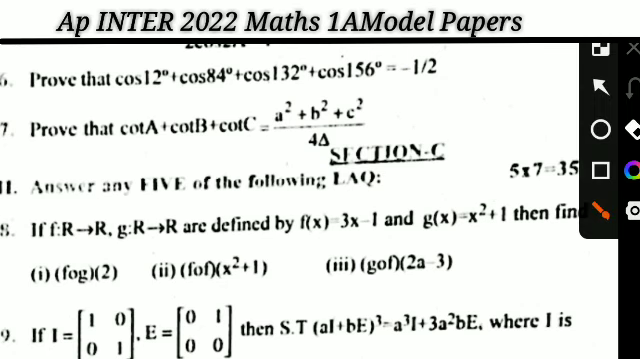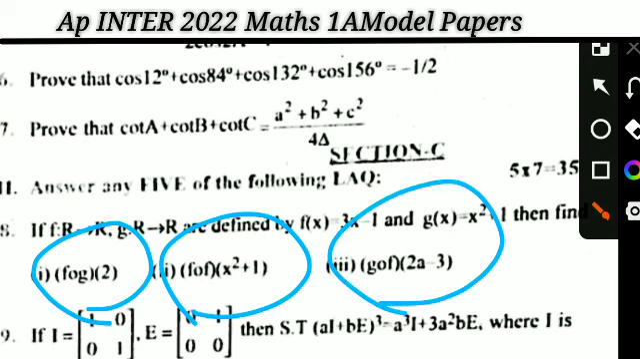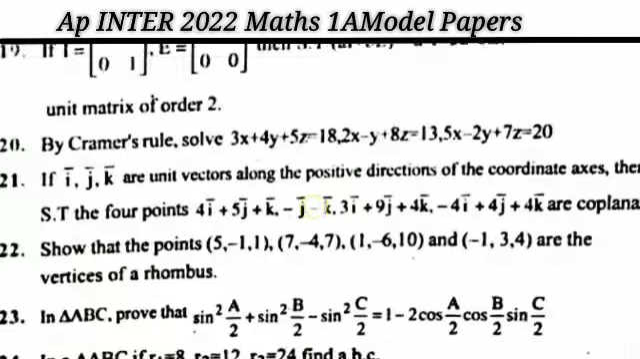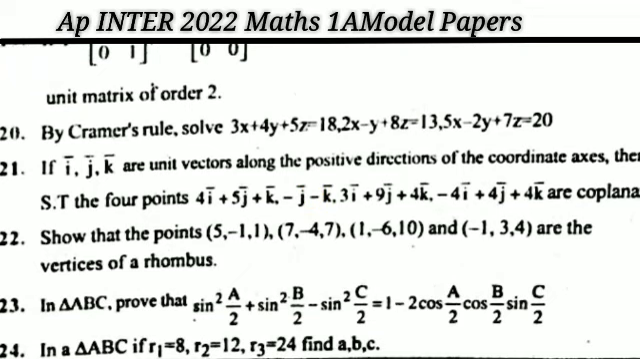So 18th question. So last paper also the same model was given, f circle g of 2, f circle f of x square plus 1 and this one. Next, 19th one, show that this value, most important question from the matrices topic. And 20th, Cramer's rule, solve the equations by using Cramer's rule. Next one, show that the vectors are coplanar. 22, show that the points are the vertices of a rhombus.